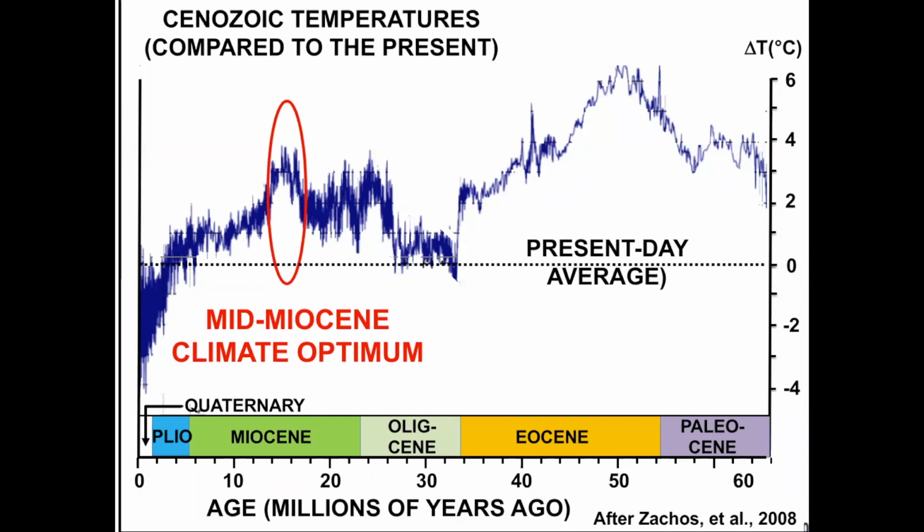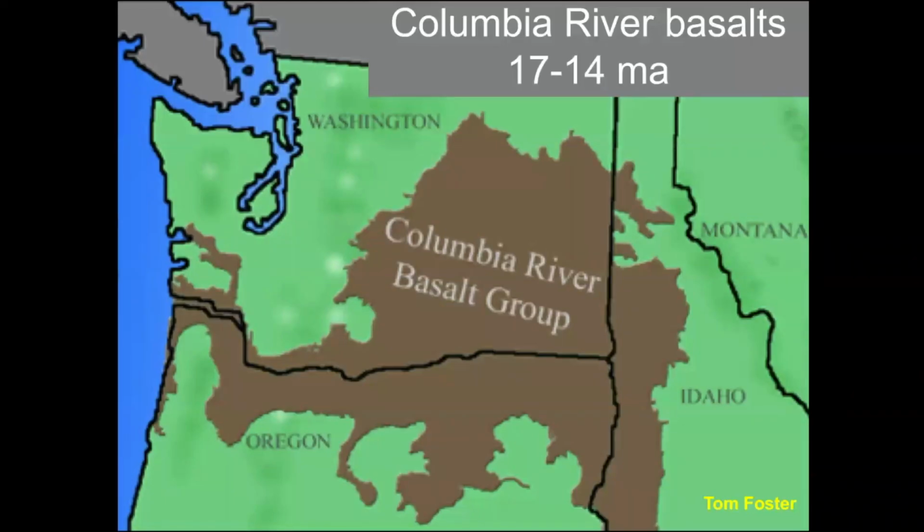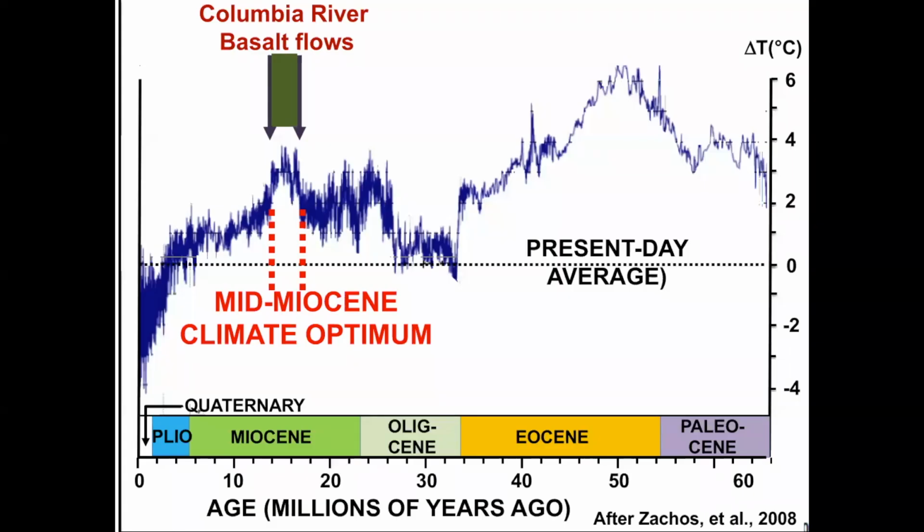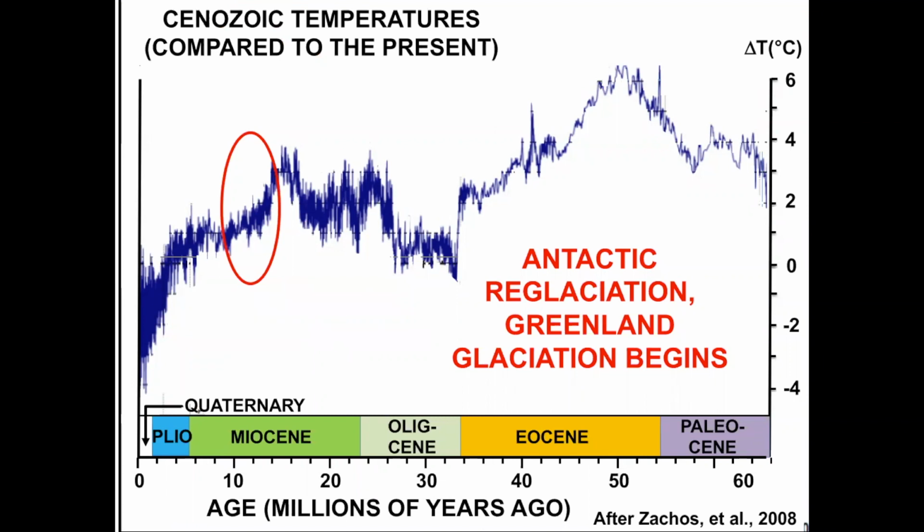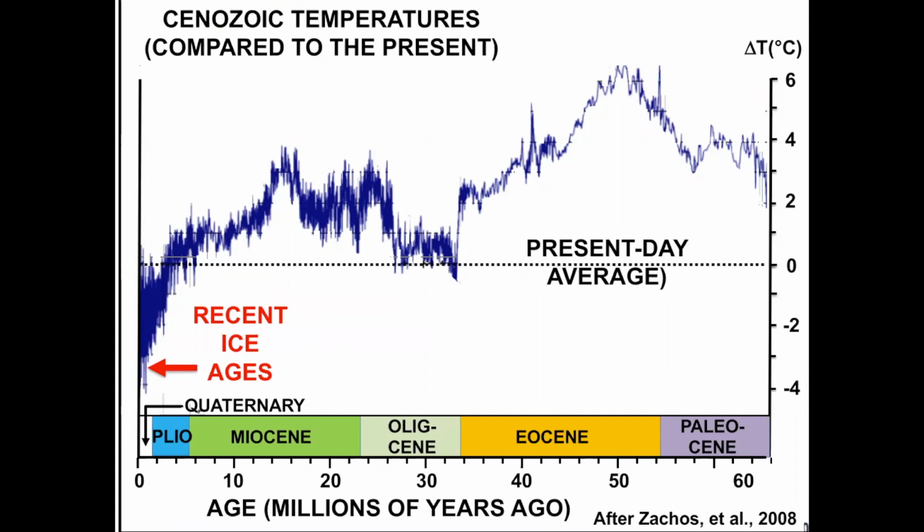several million years. And this is coincident with the Columbia River basalts, a large flood basalt that occurred at that time, and it is completely coincident with that climate optimum. So maybe that was the cause of that climate change in the Middle Miocene. Then Antarctica reglaciates. Glaciation begins in Greenland, the temperatures start to fall, and we go into the recent ice ages.